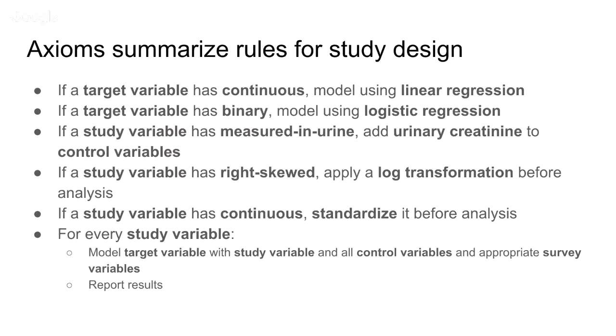And so you'll notice these axioms are not all created equally. The first one is just a basic mathematical fact, basically. But the third one is something you have to deduce from domain expertise. And we don't have provenance that tracks that right now, but that's a useful idea to incorporate. Then similarly, if a study variable has right skewed, you want to apply a log transformation to make the analysis better. And then this last bullet point is the summary of the overall analysis scheme. For every study variable, learn a model, report its results, and then aggregate them in some useful way.